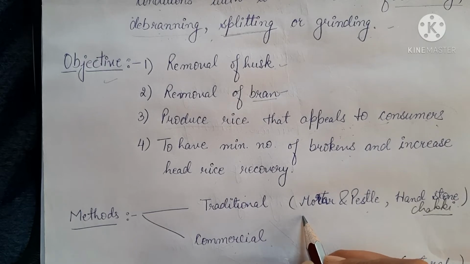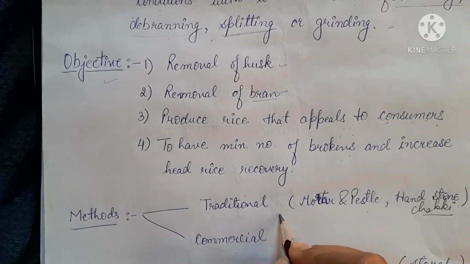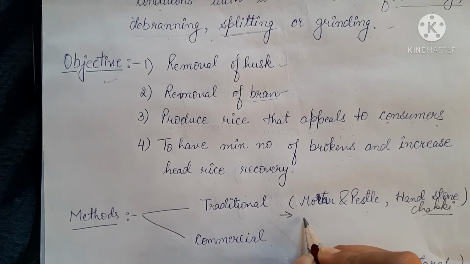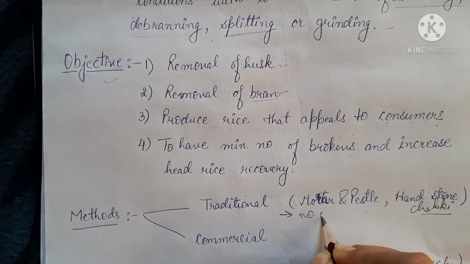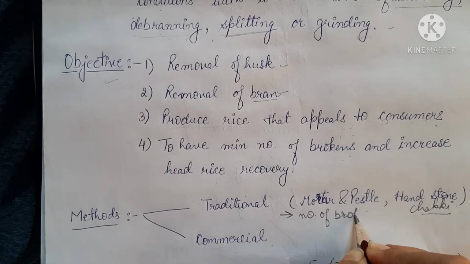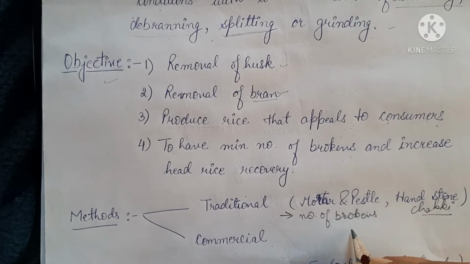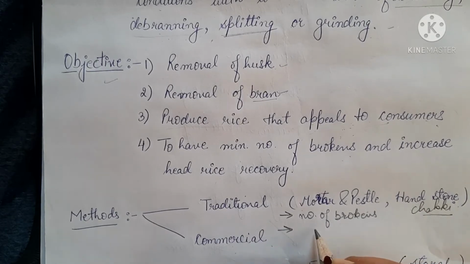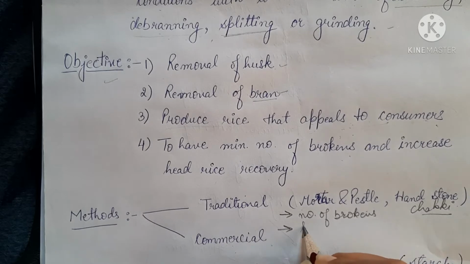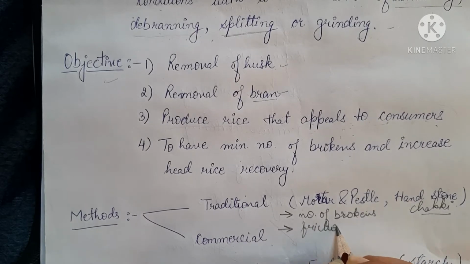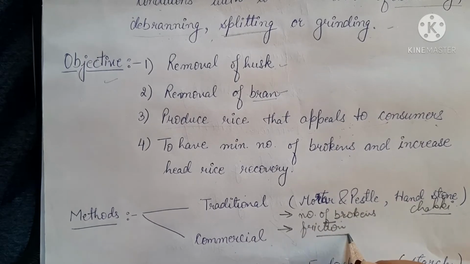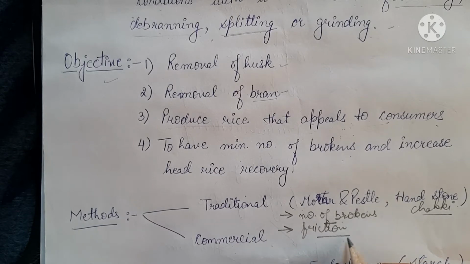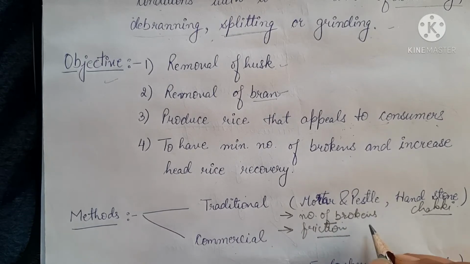So in this, what happens? The first disadvantage is that a number of brokens are produced because it is a traditional method. And the second, important point which we need to remember, is that the principle on which it works is friction. There is friction between kernel to kernel and kernel to abrasive surfaces, right?